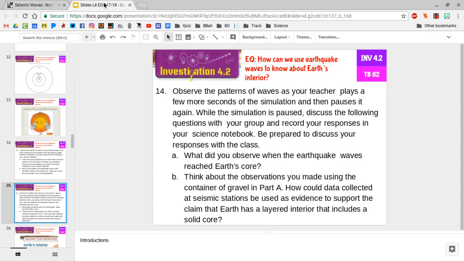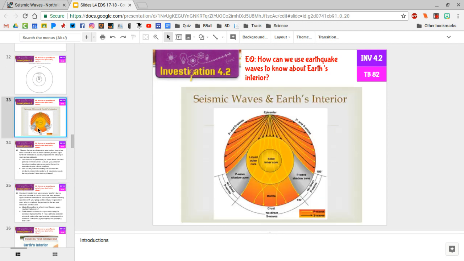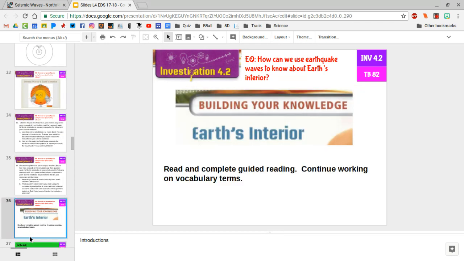So once you're done with number 14, and you've had some chance to look at the seismic waves simulation, you should have 12, 13, and 14 completing your notebook. This is a great diagram to maybe copy in your notebook if you get time. It just shows how the waves travel through Earth's interior. And when you get done, you do have a reading, Earth's interior, read and complete the guided reading, and then continue working on any vocab terms.